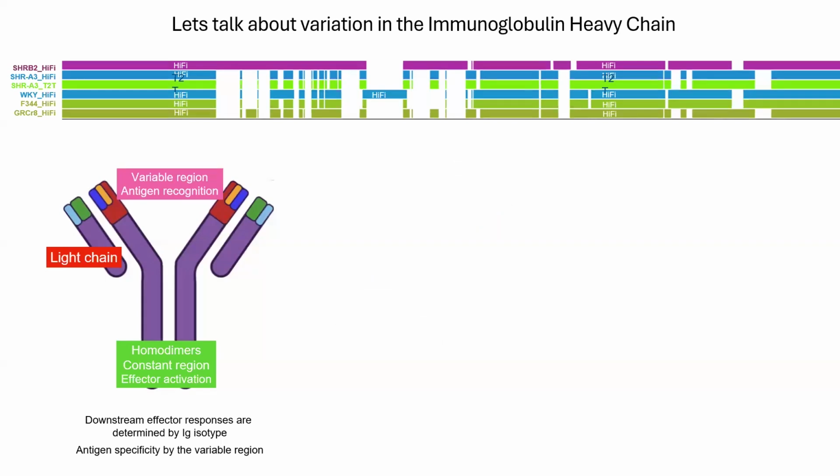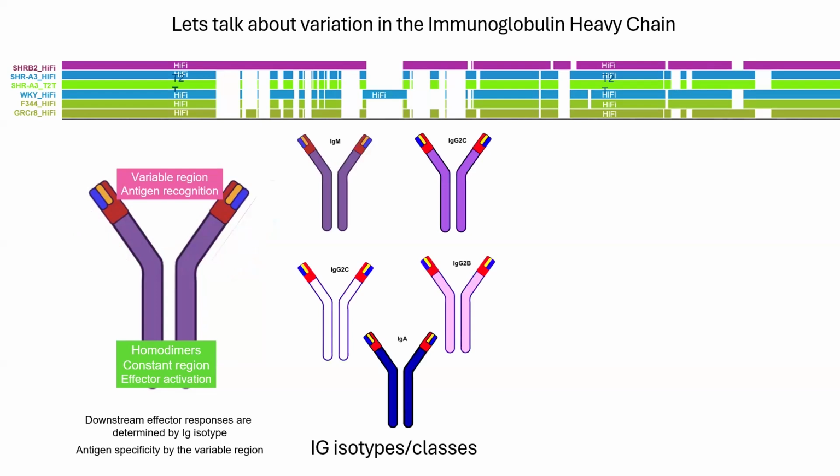So we're going to embark now on a study of the heredity of antibody inheritance. And to do so, we need to know a little bit about the structure of antibodies. You're familiar with this sort of Y-shaped structure that I have here. We're focused on the long arms here, which are the heavy chains. They're homodimers. And the constant region down below is used for downstream immune response effector activation, whereas the antigen specificity comes from the upper part of the region, which is the variable region. And so we can make IGs of a variety of different isotypes, or sometimes called classes, IgM, IgGs of different types, and IgA.